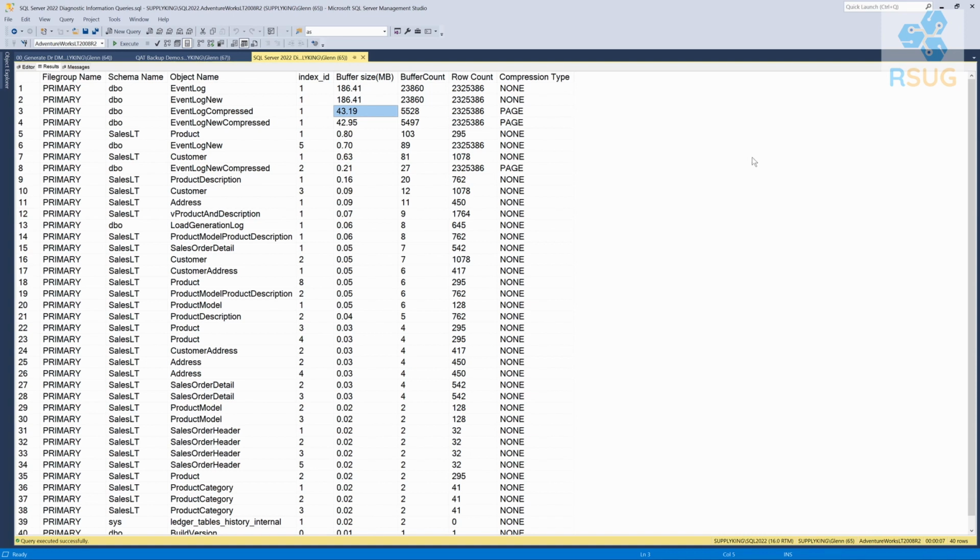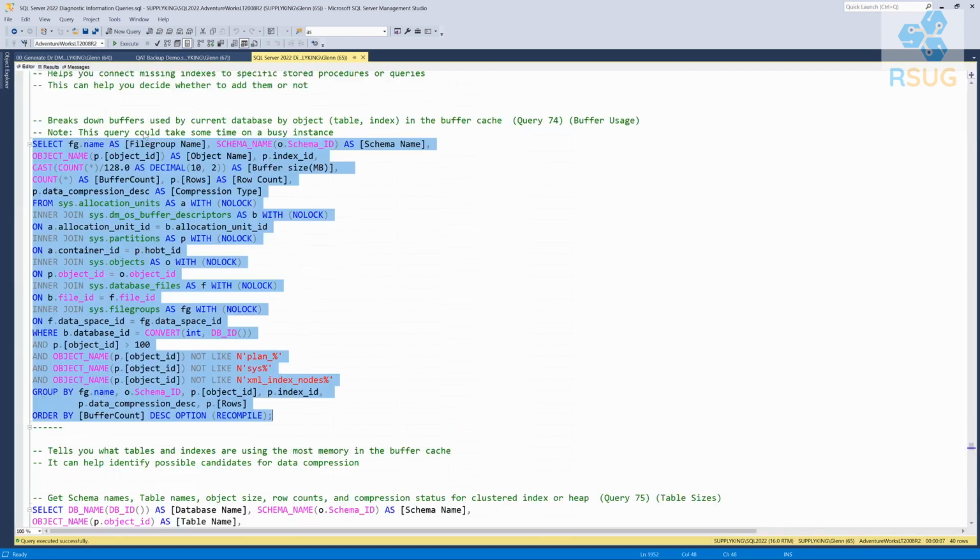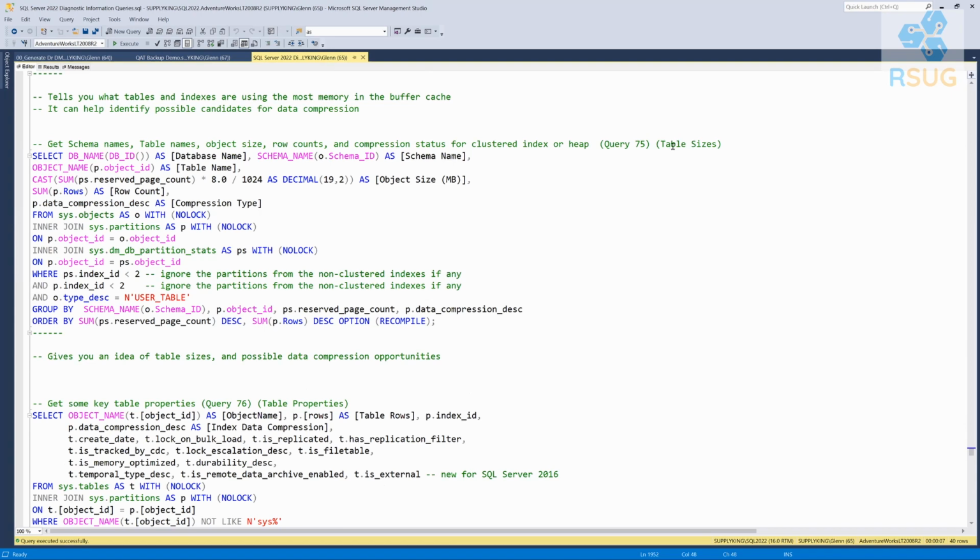And so data compression is a very, very useful feature that's in Standard Edition since 2016 SP1, and not that many people use it. And it just blows my mind that people don't use it. It's a huge win in a lot of scenarios. And this helps you find candidates for it. So here's another one that helps you find candidates for it.